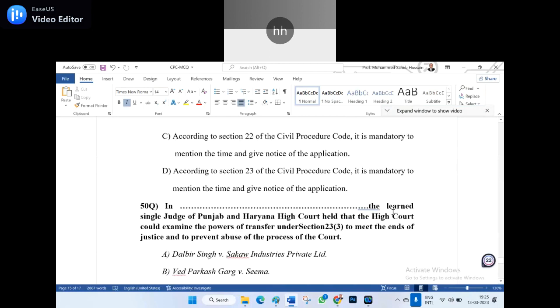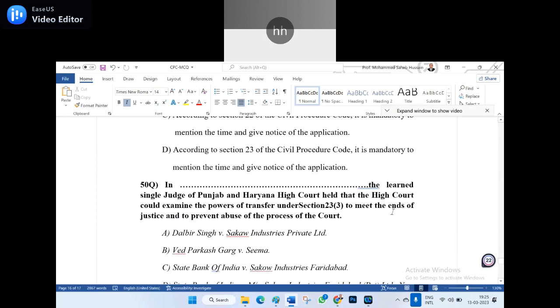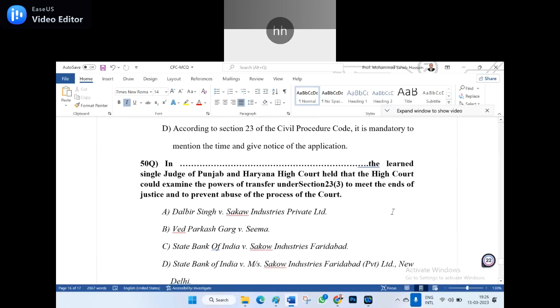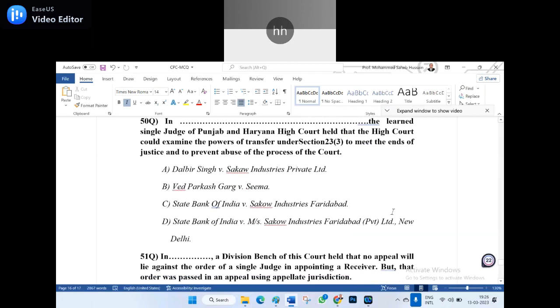Now the 50th question. In which case did the learned single judge of the Punjab and Haryana High Court hold that the High Court could examine the powers of transfer under Section 23, subsection 3, to meet the ends of justice and to prevent abuse of the process of the court? A. Dalbir Singh versus Sakwa Industrial Private Limited. B. Ved Prakash Garg versus Seema. C. State Bank of India versus Sakova Industry Faridabad. D. State Bank of India versus Sakova Industry. Oh, I repeated this one. Now there are only three choices. Now you can easily shoot.